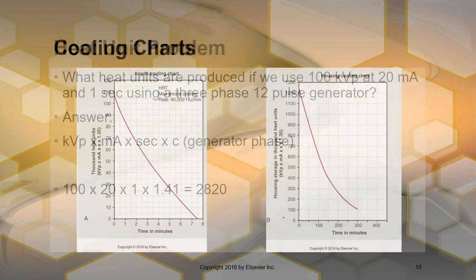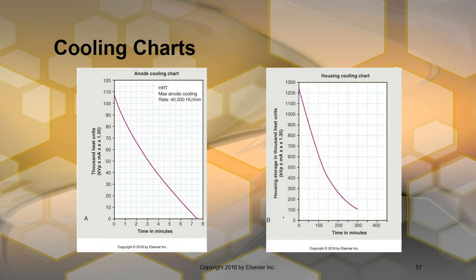Now, there's something called a cooling chart. Let's go back to olden days. Love to say that. The anode and housing cooling charts both work the same way. So you need to determine the time it takes for it to cool based on the factors given. So the housing cooling chart does the same for the tube housing. So here's our heat units, and then the x-axis is usually in minutes.